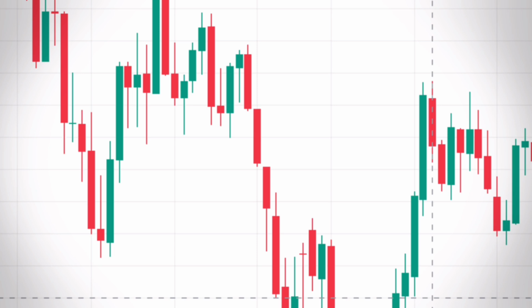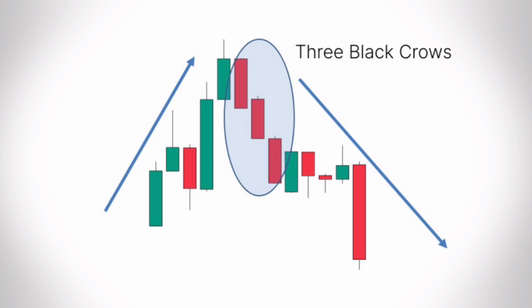A large gap may add additional strength to the pattern, but it is not a requirement for the 3 black crows pattern. Now, the 3 black crows pattern typically sits at the top of an uptrend, signifying a potential reversal to the downside. Each candle in the pattern shows increasing selling pressure as the bears push price lower, closing each candle at a progressive lower level.